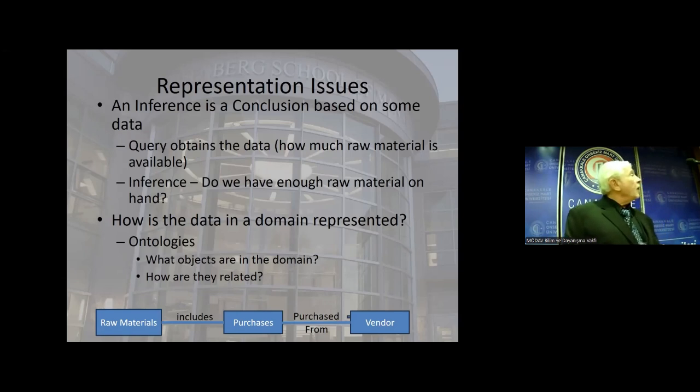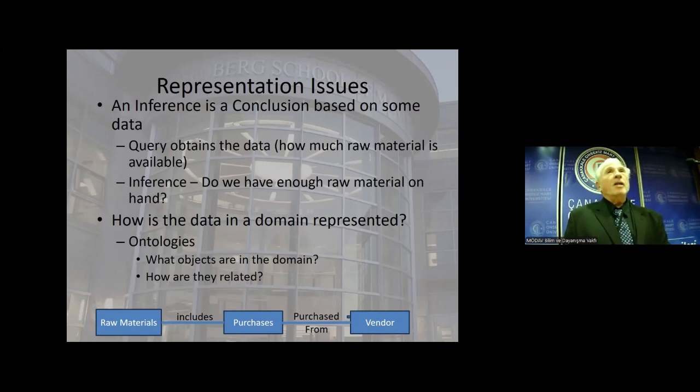Okay. So an inference is a conclusion about some data. If I obtain data about raw materials, how much is in there, then I can make an inference. Production has to make this inference: do we have enough raw materials to make 1,000 units this week? That's an inference after making a query. So I query how much raw material I have, and I make an inference about whether or not I can do something.